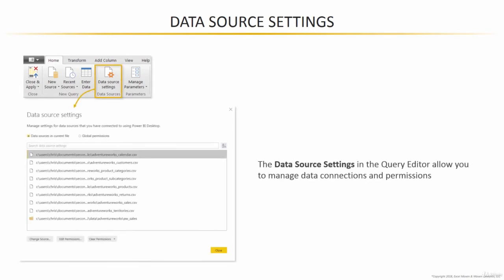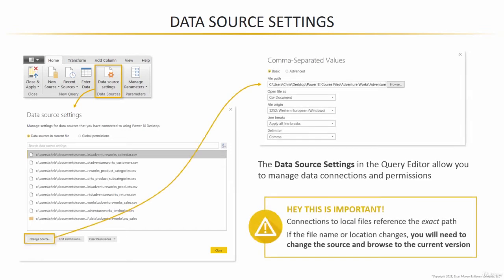And that basically just allows you to view and manage all of the individual connections in your Power BI file. So in this example that we're looking at here, we've got connections to a number of individual CSV files, as well as a folder down there at the bottom of the list.